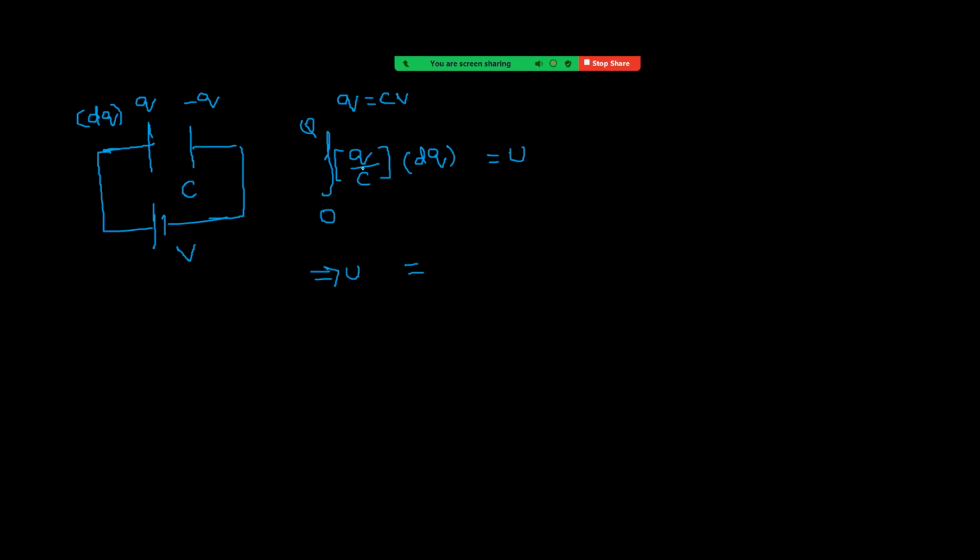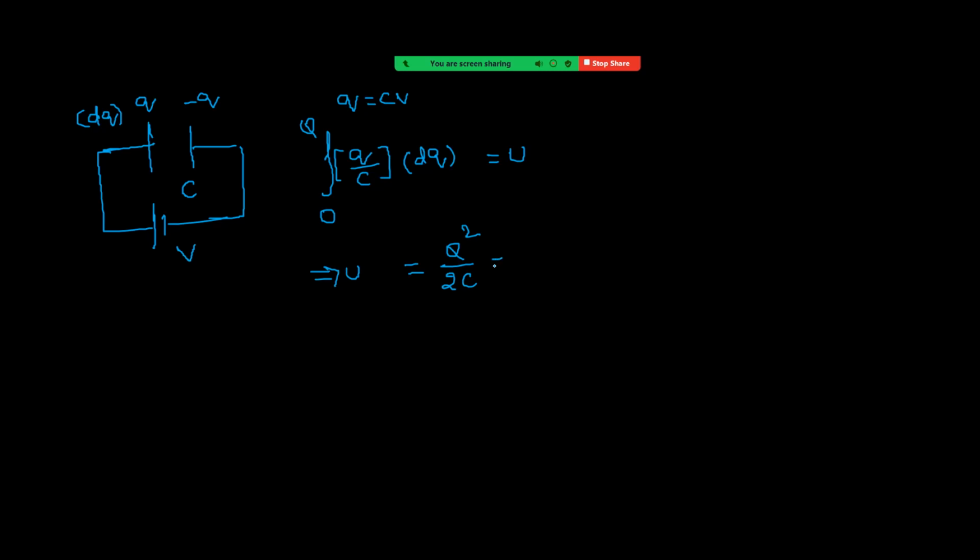Potential energy is equal to 1 by C, take outside, integral of Q dq, which gives Q square by 2. It becomes Q square by 2C. So this is the potential energy stored in the capacitor.